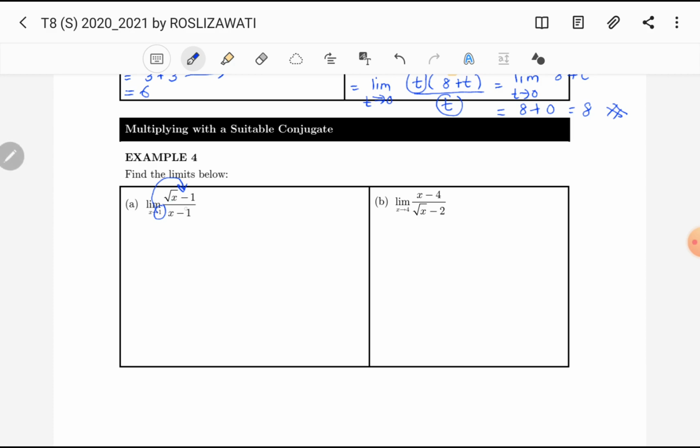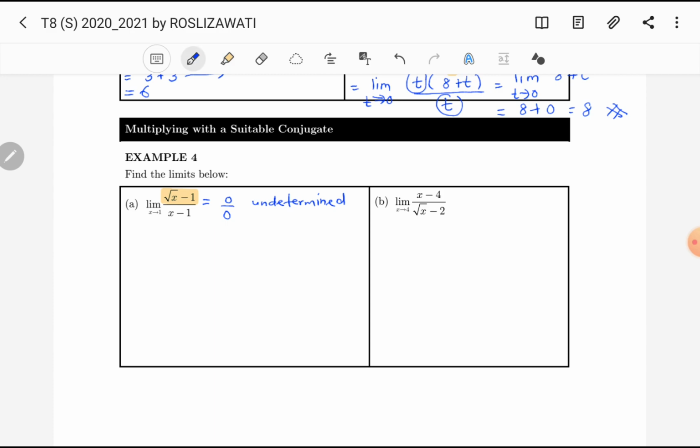Okay, so kalau awak ganti, root 1 is 1. 1 minus 1, 0. Divide by 1 minus 1 is 0. So, this is 0 over 0. Meaning, dia ni kategori undetermined. Okay. So, for this case, okay, awak tengok. Dia ada root function. Ada root.